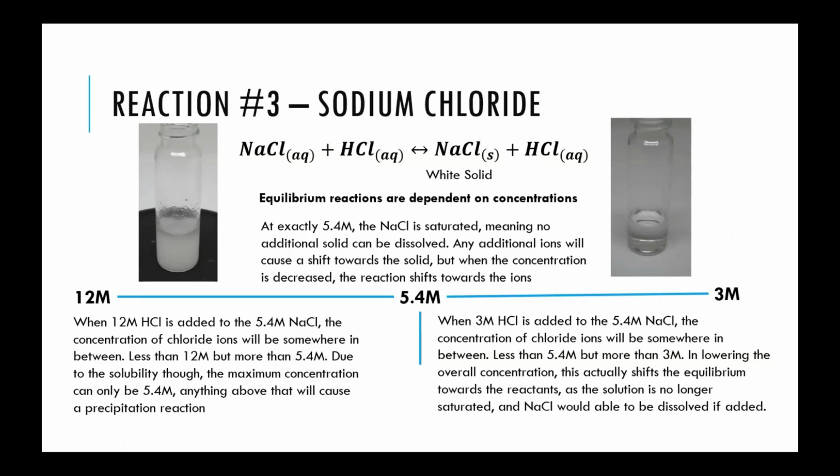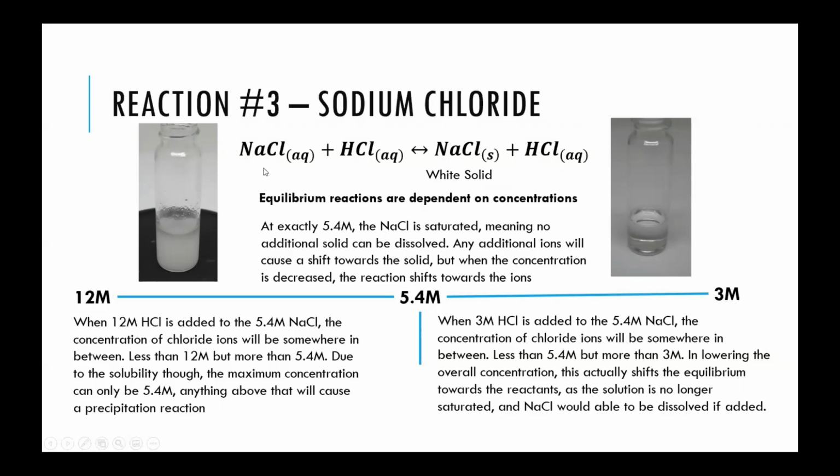Overall, the concentration of chloride would be between 12 and 5.4 molar. However, since 5.4 molar is the cutoff, you see a precipitation in this. By adding additional chloride, you're forcing the reaction towards the product of the solid. Likewise, by adding 3 molar hydrochloric acid, nothing happens. It stays a clear and colorless solution.